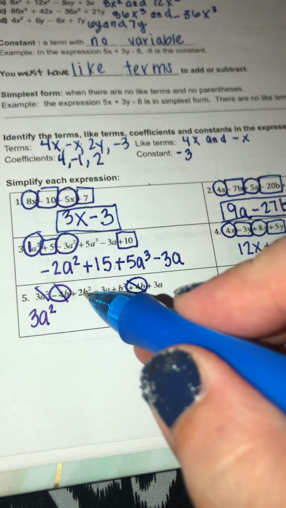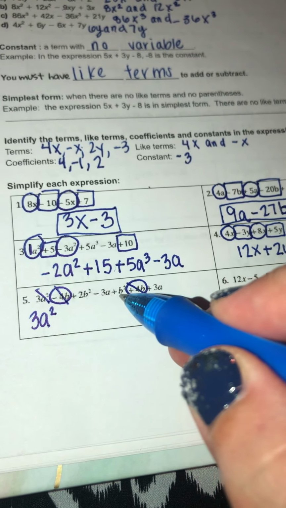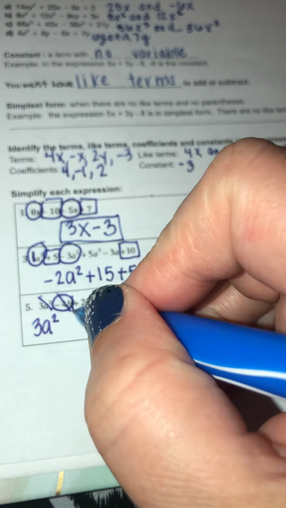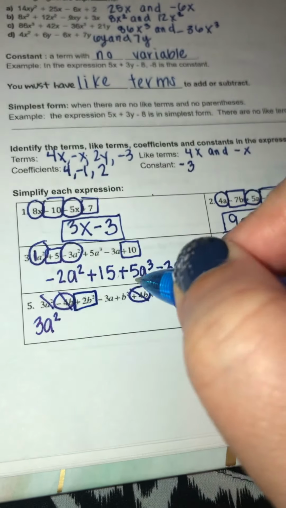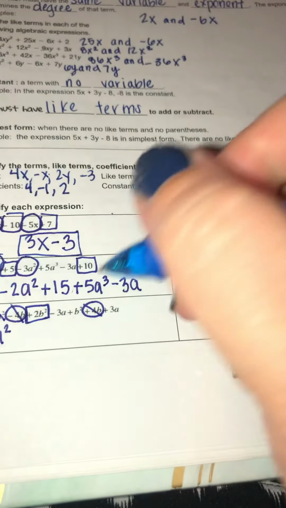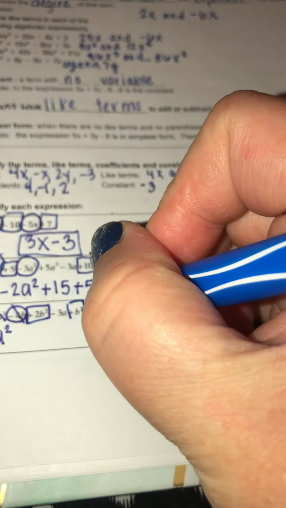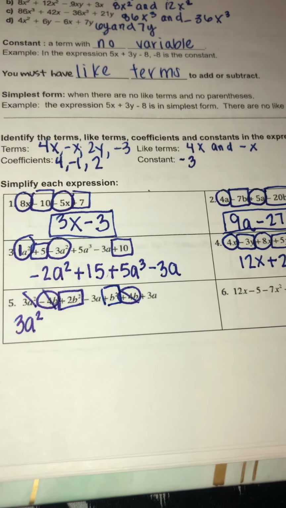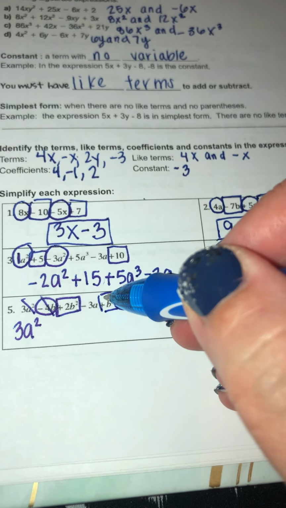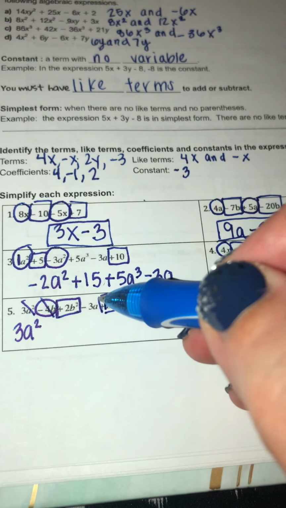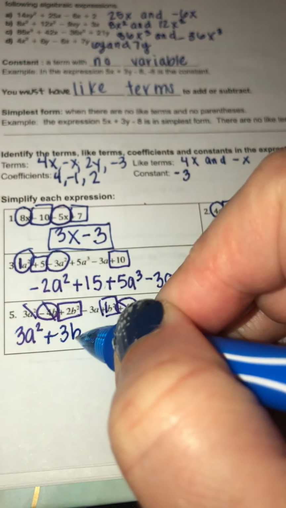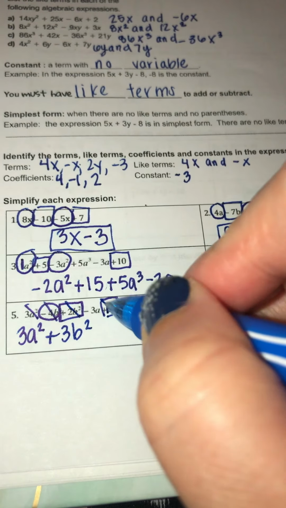Then I have a plus 2b squared. I don't see anything else. Oh, yes, I do, right there. So 2b squared, and this, is that a b squared? Yep. This positive b squared are going to go together. In front of this b squared, remember there is a 1. So really I'm adding 2 plus 1. So that's a positive 3b squared. That takes care of those two.